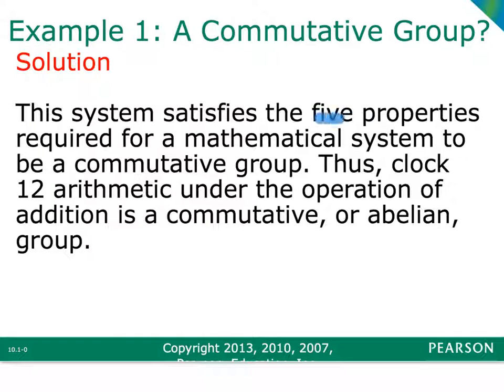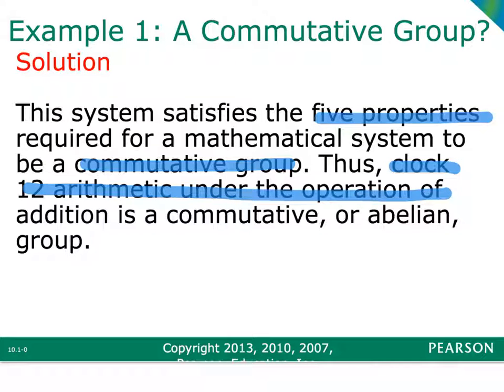Since all of the 5 properties were satisfied, this is a commutative group. If the first 4 properties were satisfied, we'd say we have a group, but because it's commutative also, we have a commutative group. So we can say clock 12 arithmetic under the operation of addition is a commutative group, and sometimes we use the word abelian group. It just means commutative group.